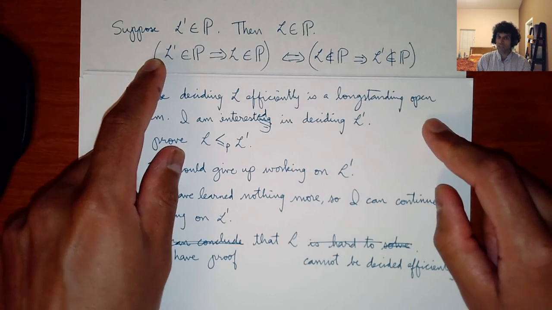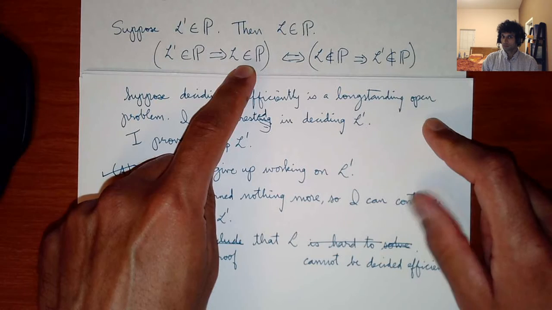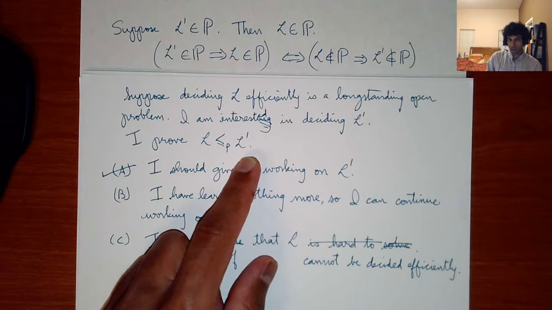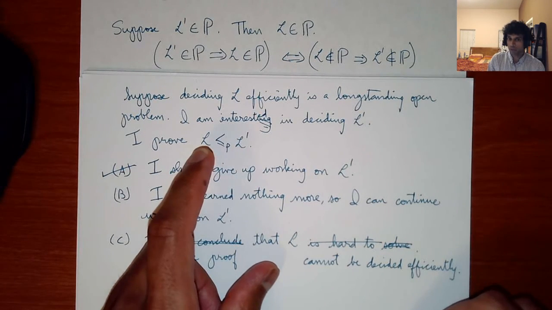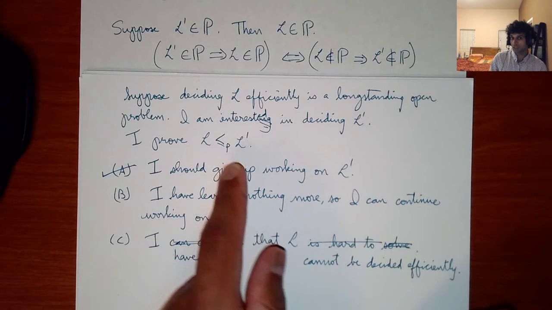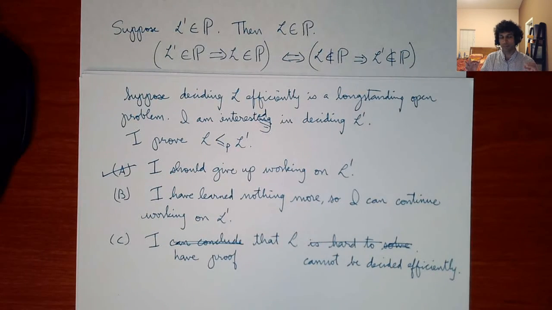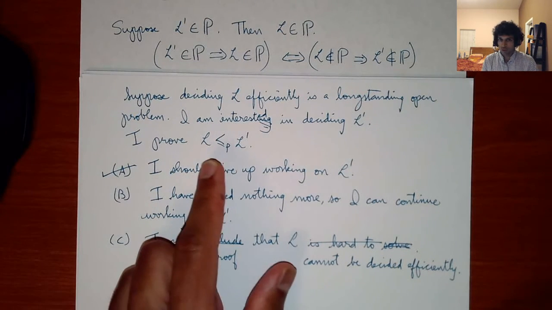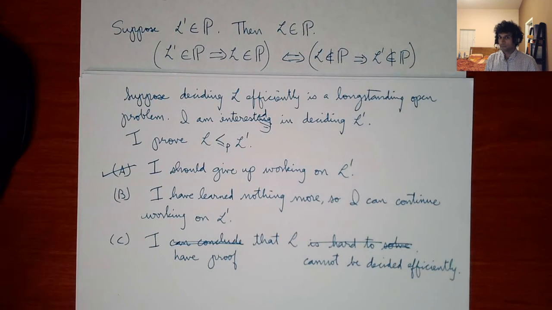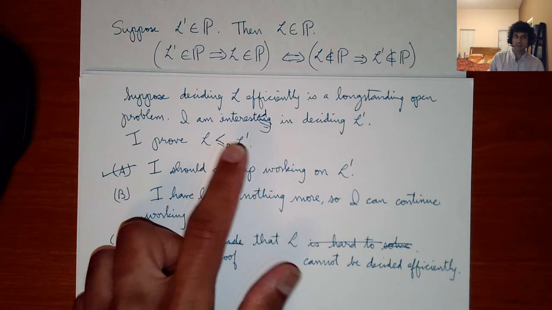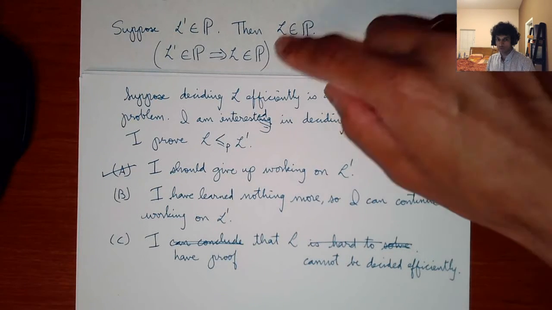If L prime is in P, then L is in P. So if L prime was efficient, then L would be efficient. You don't expect L to be efficient, so you don't expect L prime to be efficient. I say expect because in the end, a lot of this, as we talk further, is a conjecture, and we believe the conjecture. But let's say that you knew that L was not in P. If you know that L is not in P, then L prime cannot be in P for this reason.